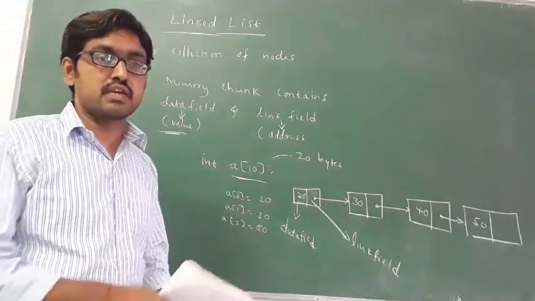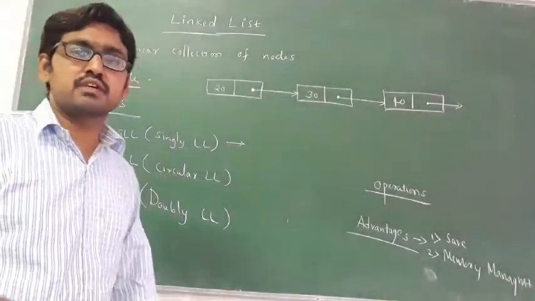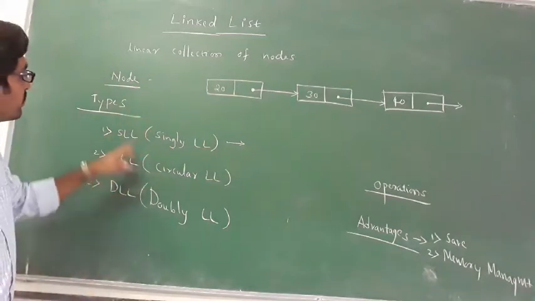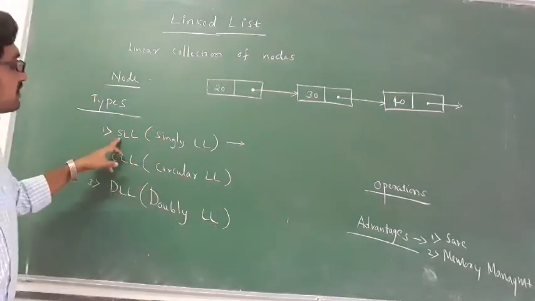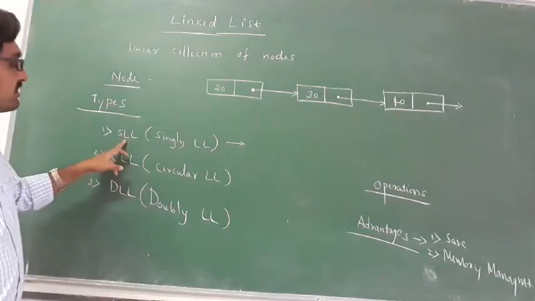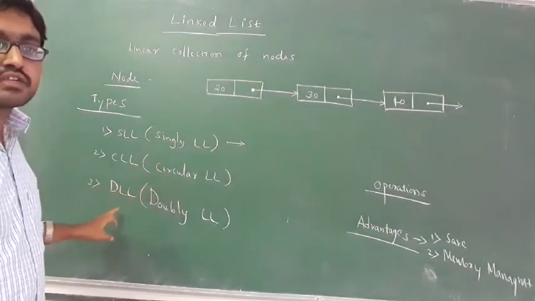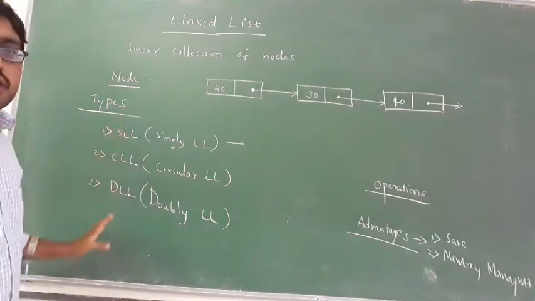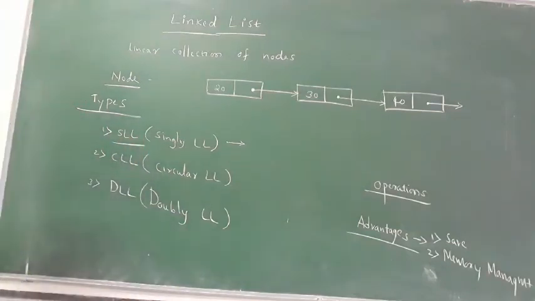Okay, the next one is types of linked list. Many times in examinations they will ask you what are the types of linked list. There are 3 types of linked list: SLL, CLL, then DLL. SLL means singly linked list, CLL means circular linked list, and the third one is a doubly linked list. In that, first you have to study SLL, the singly linked list.